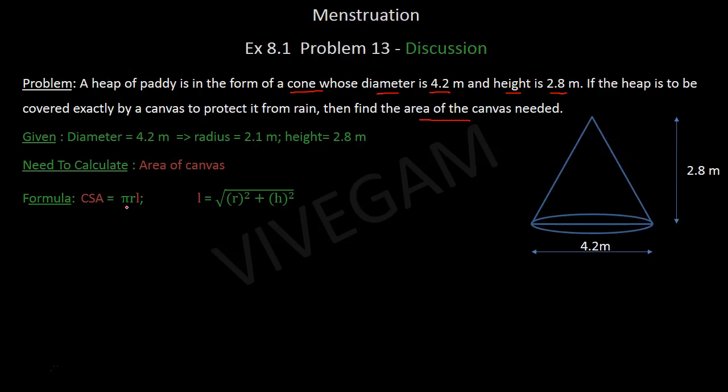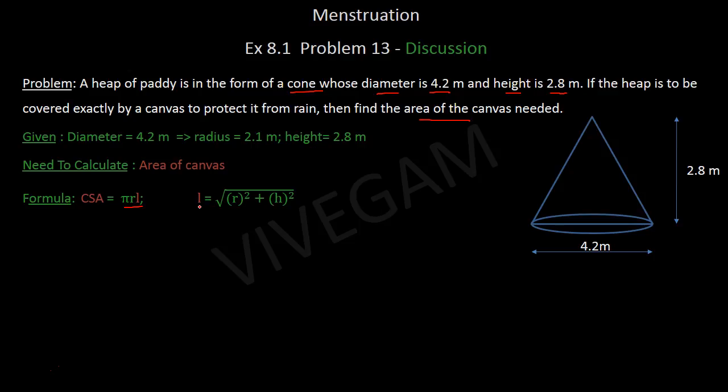But you see, we will not be able to calculate it because we don't know the slant height. Only height is given, slant height is not given. So we cannot calculate CSA. We have to do something else. So let's see what else is given. We'll have to calculate L.